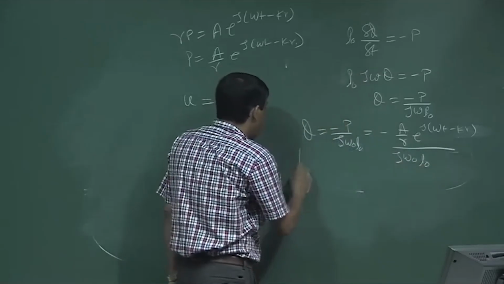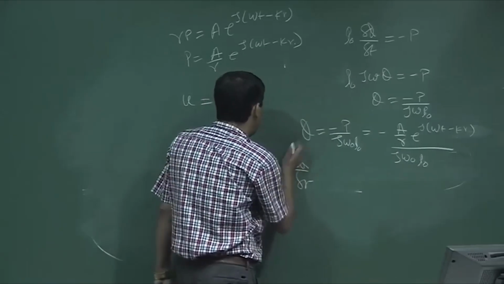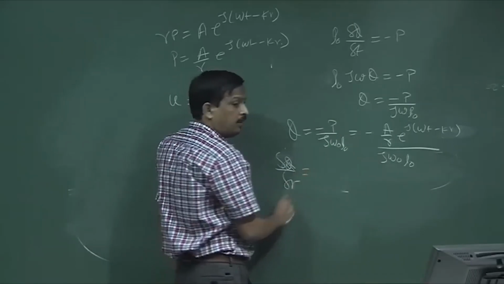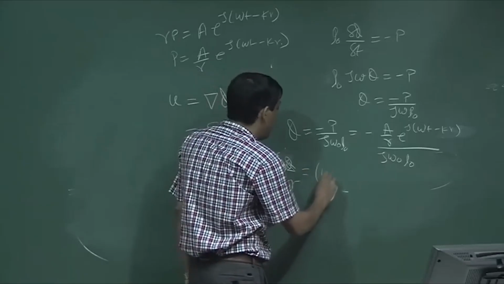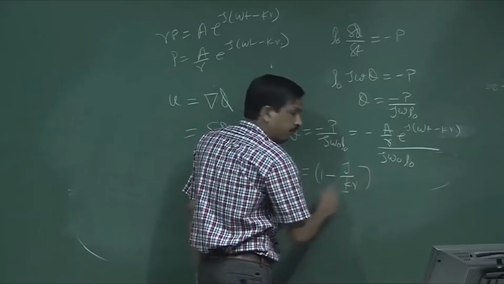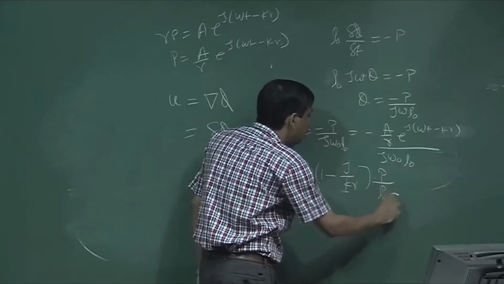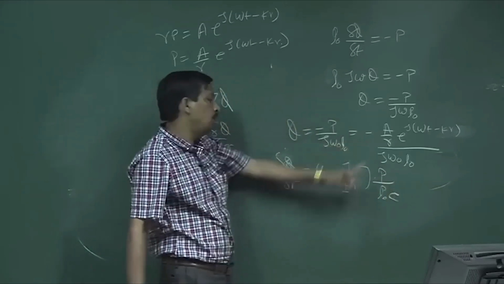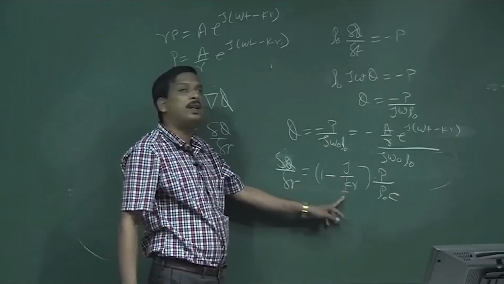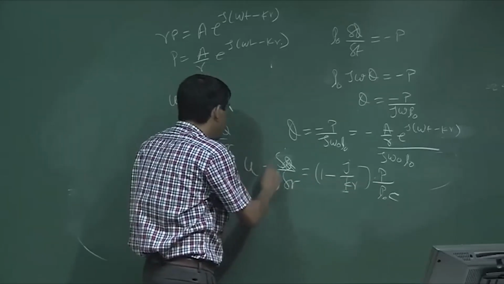Now I take the del phi by del r. What will I get? It is a first order differential. So I will get 1 minus j by k r into P by rho 0 C. If you do the differentiation, you will get this. Del phi by del r is nothing but 1 minus j by k r into P by rho 0 C, which is nothing but u.